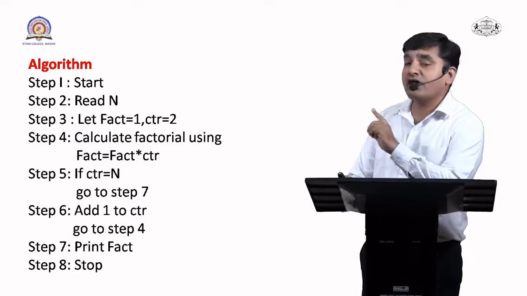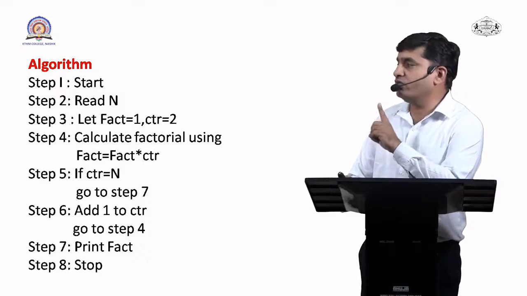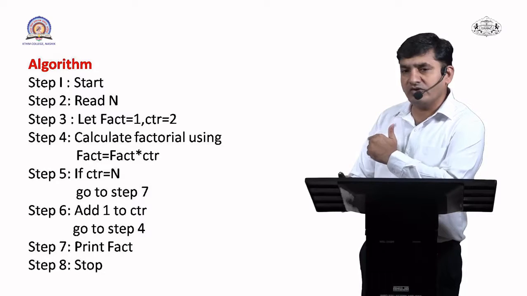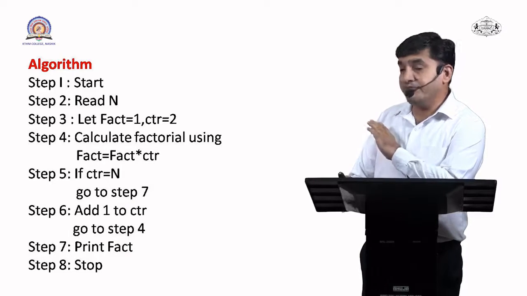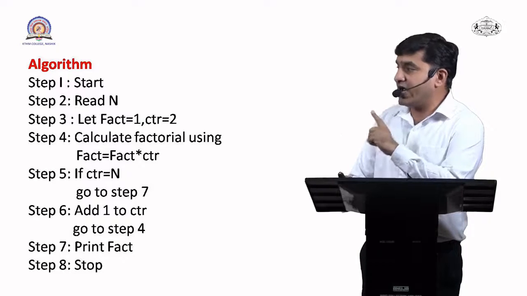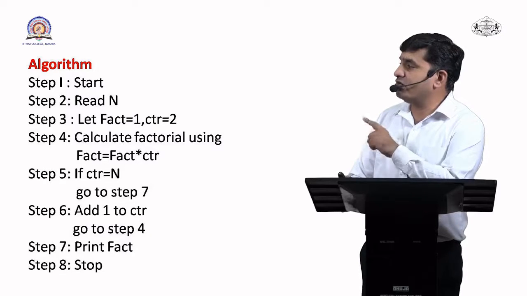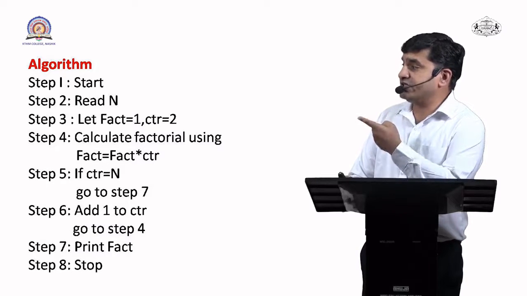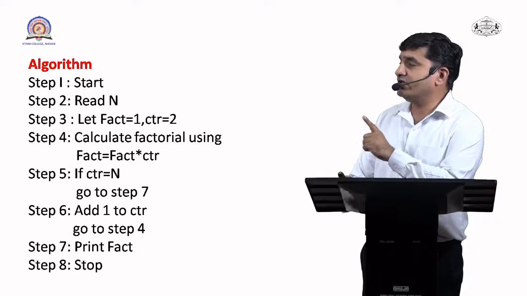Initially counter is equal to 2, fact is equal to 1, so fact is equal to 1 into 2. Check the condition, is counter equal to n? If this condition is satisfied, then go to step number 7. If this condition is not satisfied, then add 1 to the counter and go to step number 4. So the counter became 3. So fact is equal to fact into counter. In the previous step, fact is equal to 2. So fact is equal to 2 into 3.